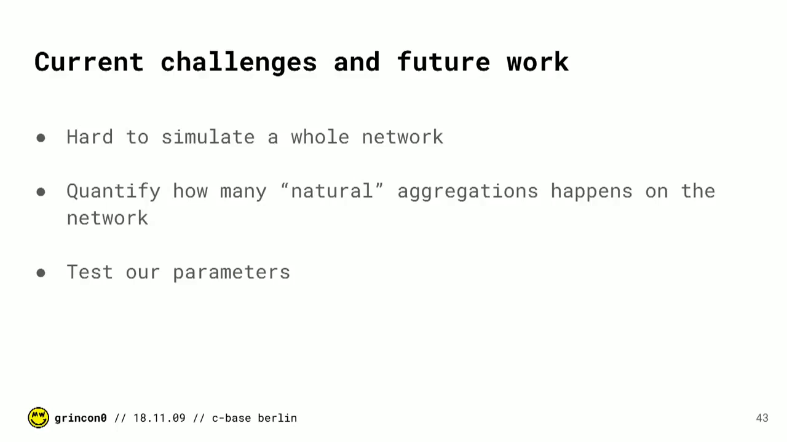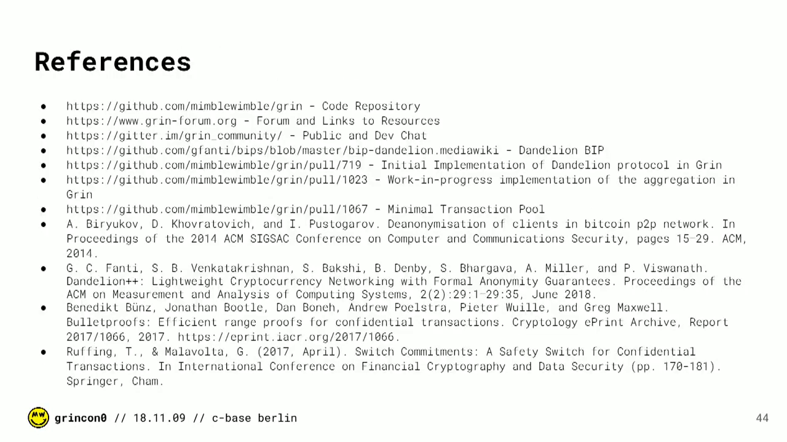And also we would like to test our parameters. Because right now we chose 90% Dandelion probability and a 3 minute embargo timer, but we don't know if those are good values. It's just guessing. Okay, that's it. Here are some references, and if you have any questions.